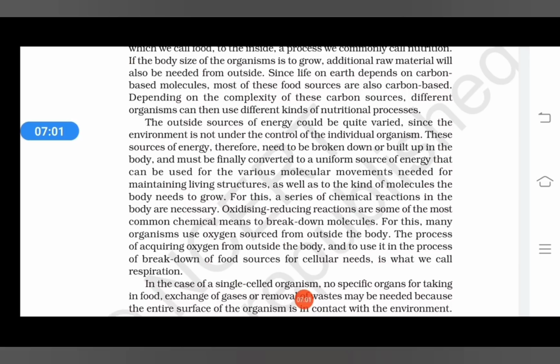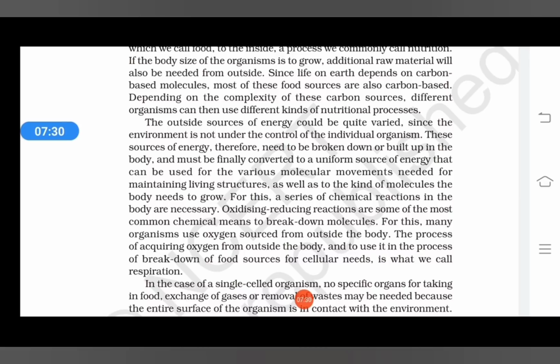Oxidizing and reducing reactions are some of the most common chemical means to break down molecules. For this, many organisms use oxygen sourced from outside the body. The process of acquiring oxygen from outside the body and using it in the breakdown of food is called respiration.